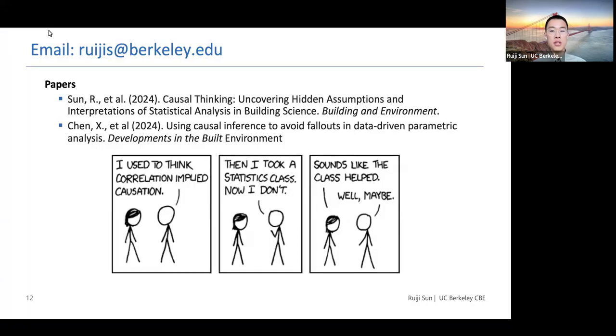If you're interested in this topic, feel free to email me, or you can read our recently published papers. This presentation is mainly based on the first one, and it should be open access to everyone. The second paper is another example related to building energy simulation, where we compare the results of different machine learning algorithms, and we also found that causal thinking is extremely important.